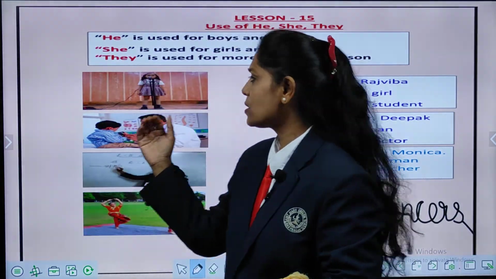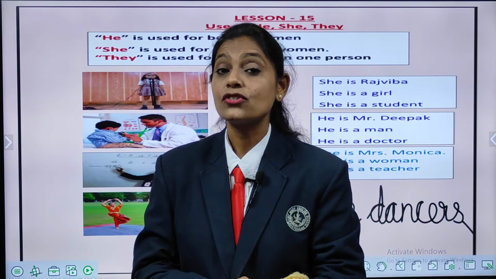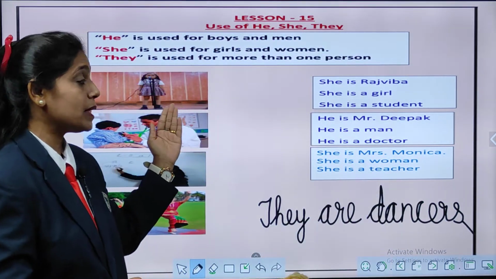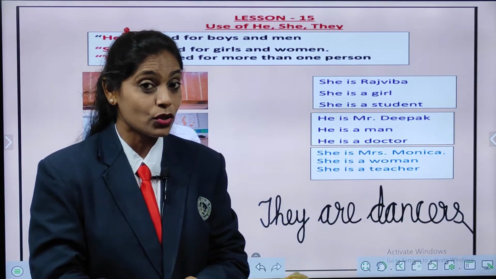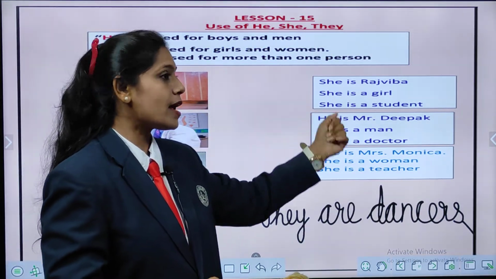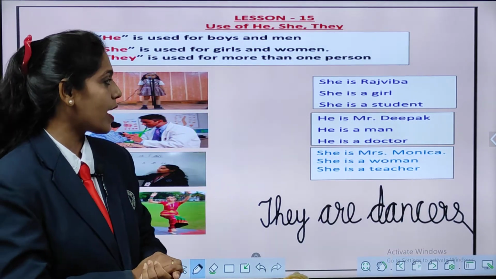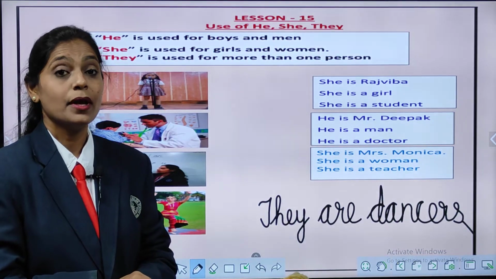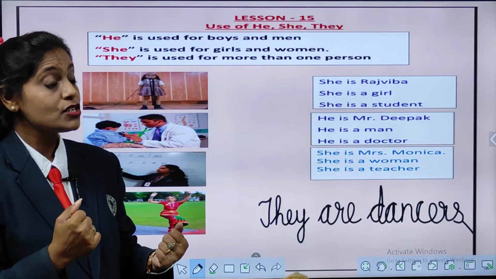Yes. Can you see this girl? And do you know her name? She is Rajviba. So, what are we going to say? All of you repeat after me. She is Rajviba. Yes, for a girl, what are we going to use? We are going to use she. So, we will say she is Rajviba and she is a girl. Correct. She is a student. Can you see she is wearing a uniform? It means she is a student. So, for a girl or a woman, we use she.